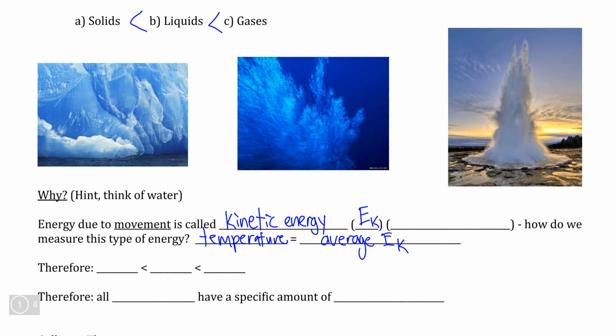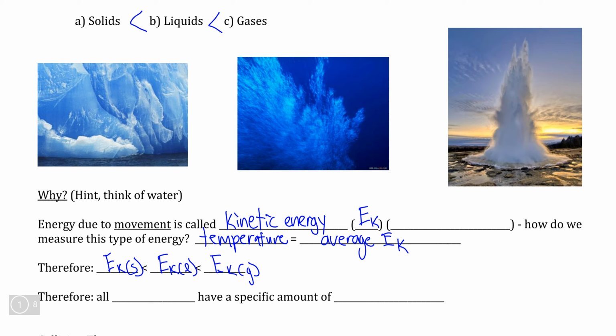So using this, we can make the generalized statement that gas particles, such as water vapor, generally have a higher kinetic energy because they exist at a higher temperature than liquid water molecules do, which in turn have a higher kinetic energy than solid water particles, also known as ice.